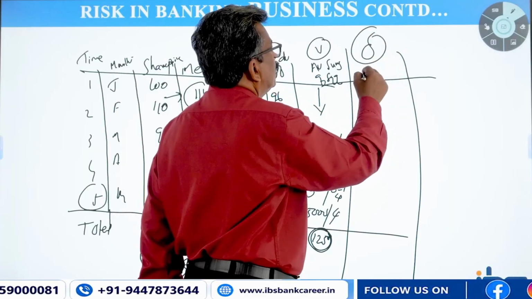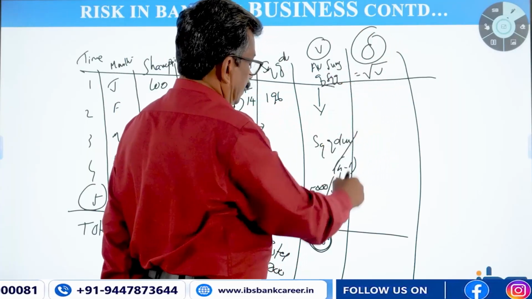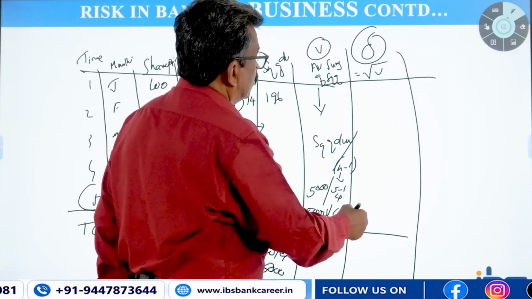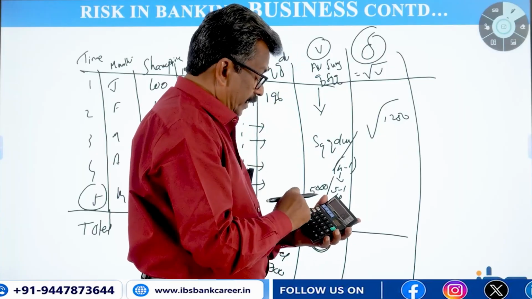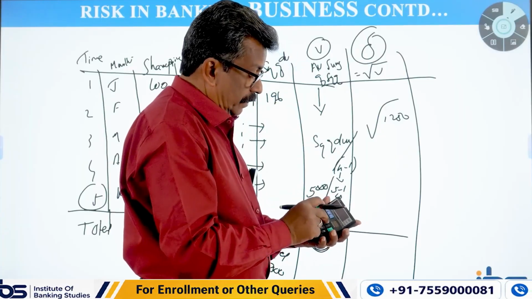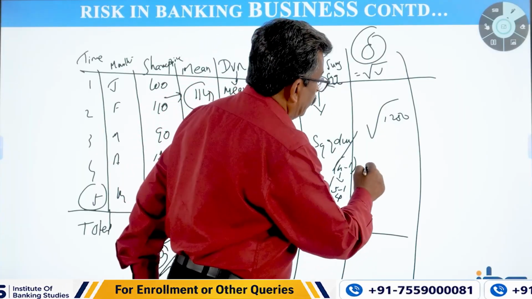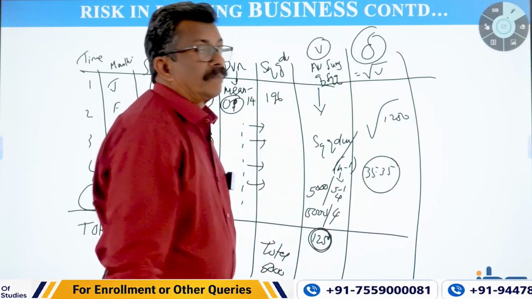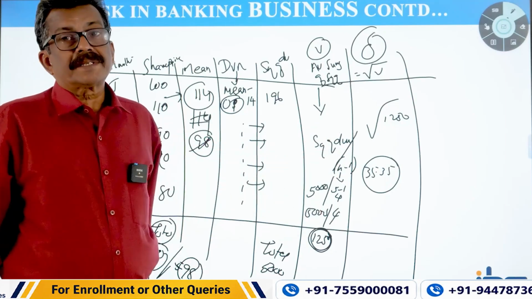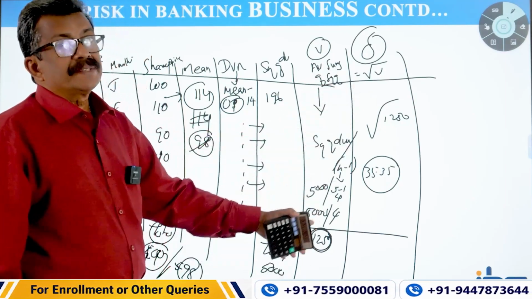The formula is the square root of this variance. That is 1250, so the square root of 1250. 1250 square root is 35.35, which is the square root of average sum of square of deviation. These are all the 5 steps.